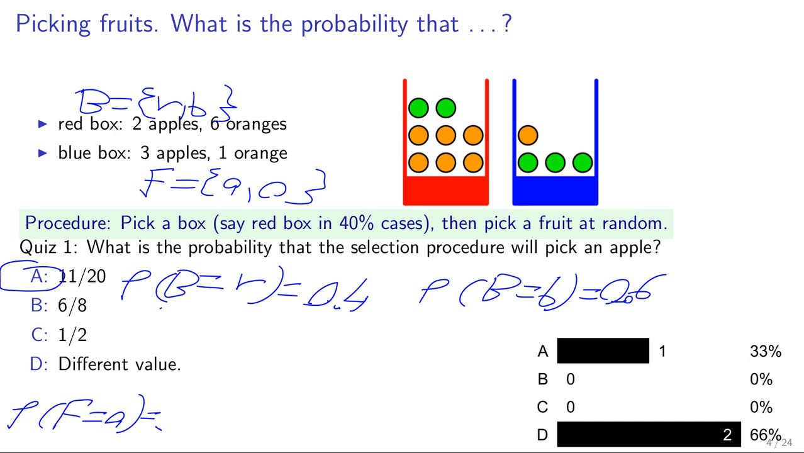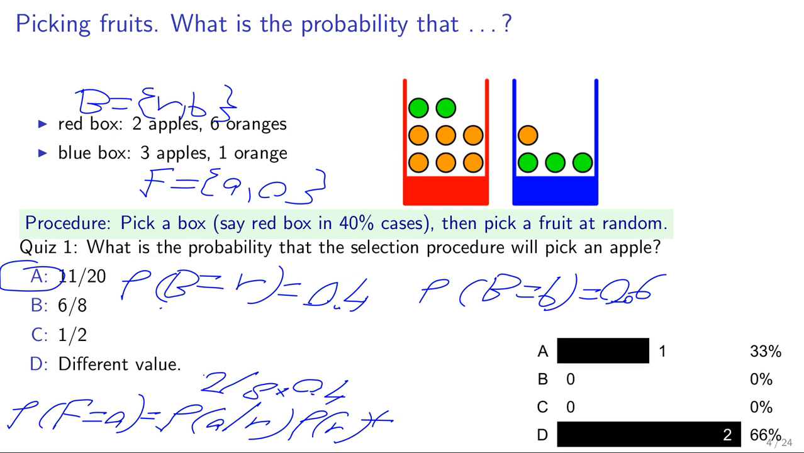So this is the probability of an apple, given that I picked the red box, times the probability of picking the red box, which is also what Lukáš wrote. So this is the 0.4, and this is 2 out of 8. Okay, so because there are 2 apples in the red box. Okay, and then there is the other case.